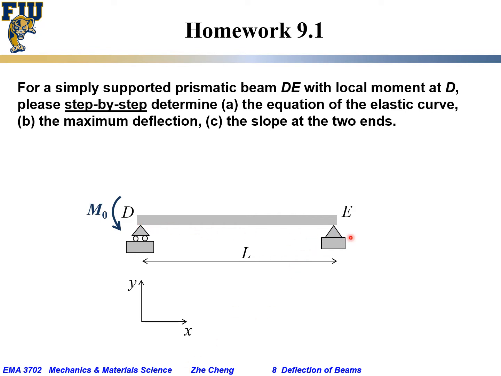We have a simply supported beam, right side on a hinge, left side D on a roller, and at the D side we apply a local moment M0. We want you to derive the analytical equation of the elastic curve, and then calculate the maximum deflection and also the slope at the two ends. Okay.